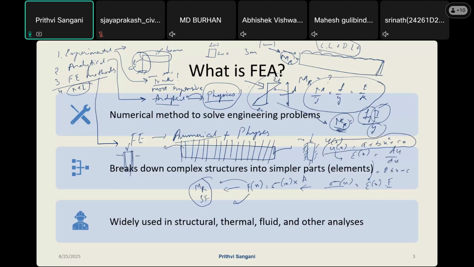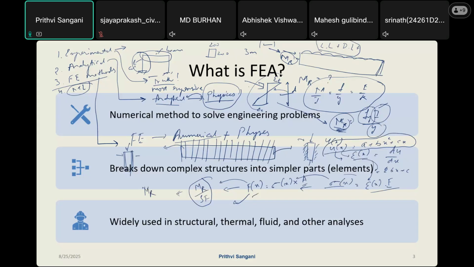functions, which are u of x equals a plus bx plus cx square, something like that. And then you are trying to differentiate it to find out strains, and then the strains are multiplied with Young's modulus to find stress. From stress, you are multiplying your area of cross section to find forces, and there you are again coming to the conclusion that this is my MR.